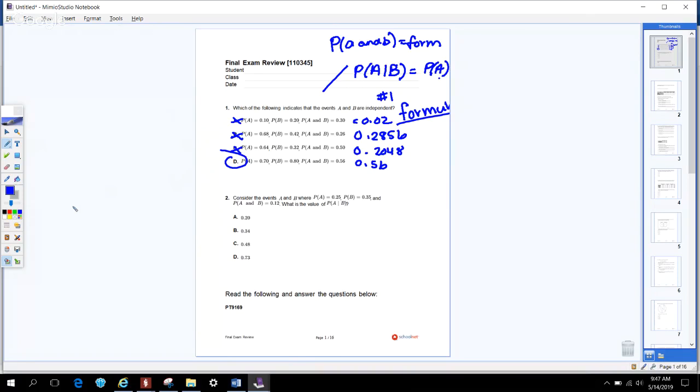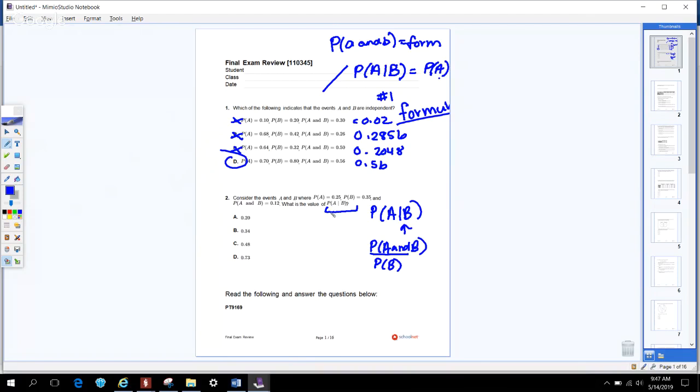So, next, consider the events A and B, the probability of A and the probability of B, okay? Now here it tells you the value of probability of A given B, okay? Because it says the probability of A given B, whatever B is, that's always going to be in the denominator. So we know that the probability of B has to go in the denominator. Whatever they have in common is what goes on top. And we know that from the formula sheet.